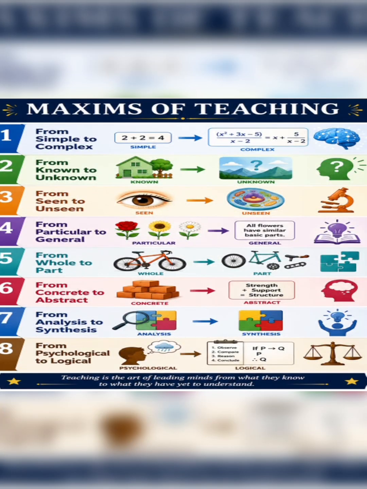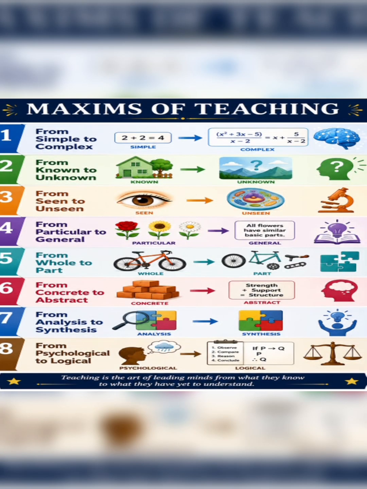Number 4. From particular to general. Don't start by throwing rigid, sweeping laws at the students. Show them particular examples first, like looking at a rose, a sunflower, and a daisy, and then let them form the general conclusion that all flowers share similar basic parts.